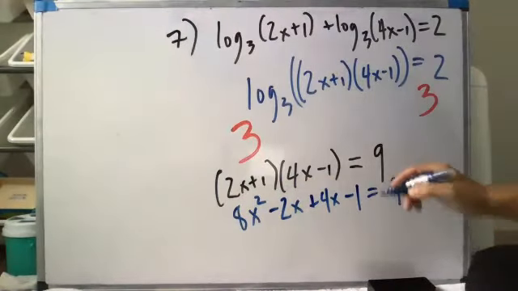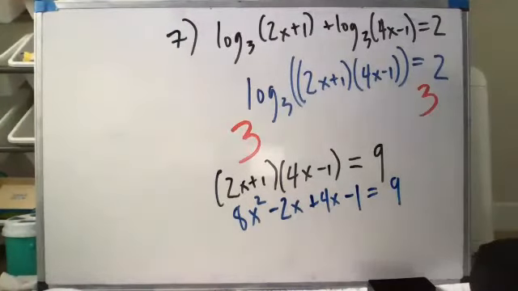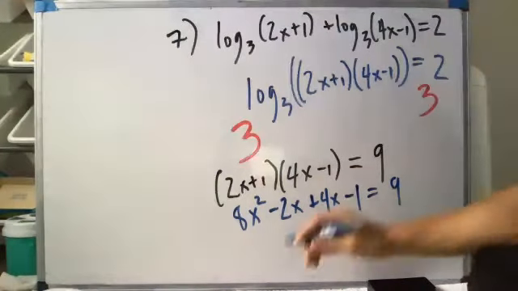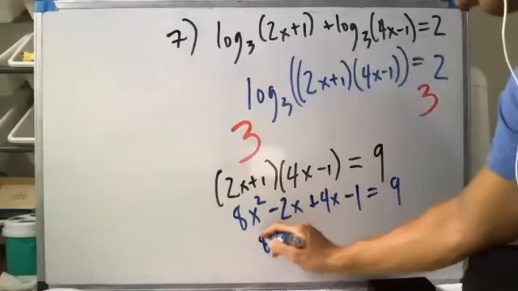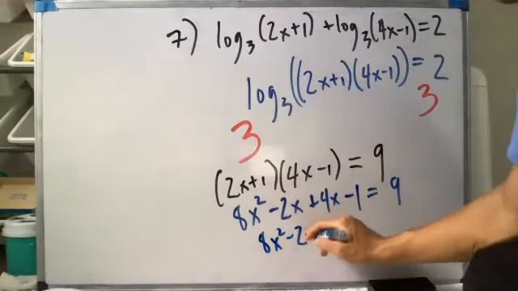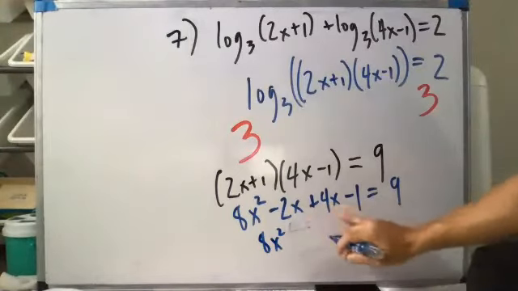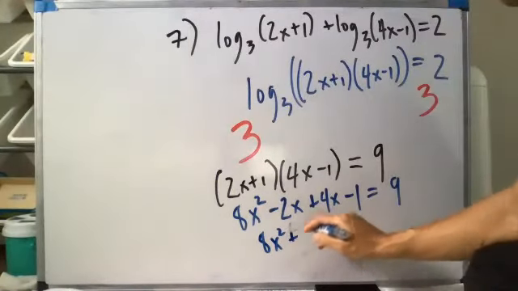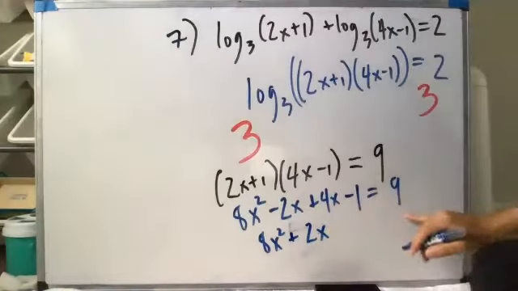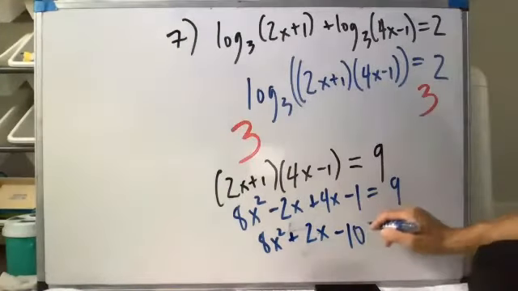Equals 9, but I don't want the 9 there. I want to have a 0 on one side, right? So I got to subtract 9 on both sides. Excuse me, 8x squared minus 2x. Oh, actually, let's combine these two while we're at it. So negative 2x and positive 4x is a positive 2x. Negative 1 minus 9 is going to be negative 10 equal to 0.